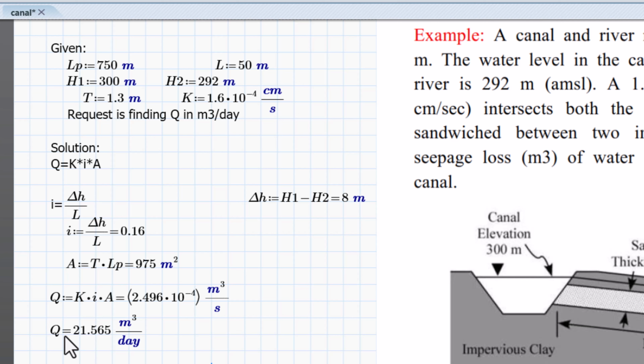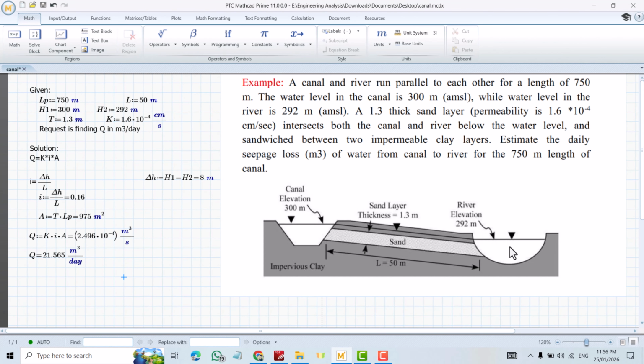The discharge, or seepage discharge, is 21.565 meter cube per day, the water which goes from this canal to this river.